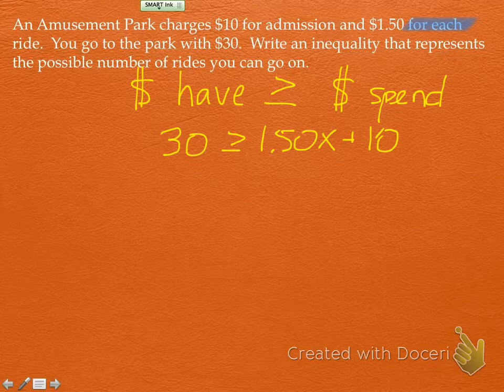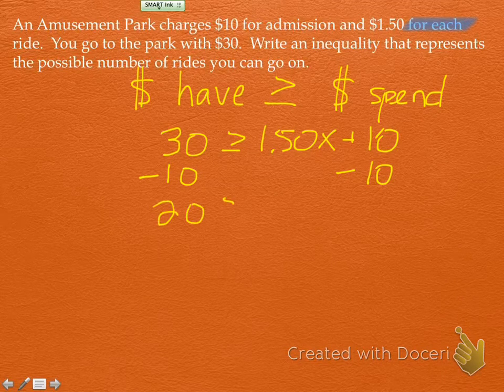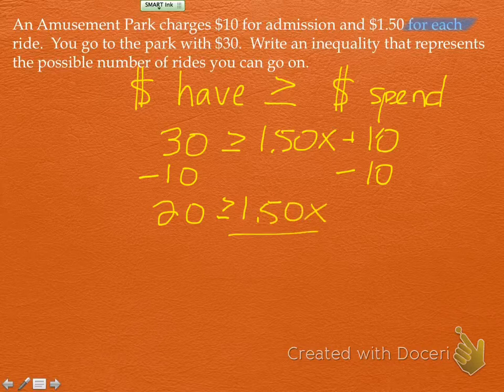Since my y-intercept is my starting place. So I pay $10, I don't have to pay that again. And then I pay $1.50 for each ride, and then solve the thing. Minus 10, minus 10. 20 is greater than or equal to 1.50x. Divide by 1.50. Divide by 1.50.